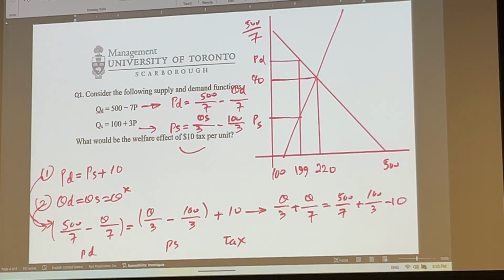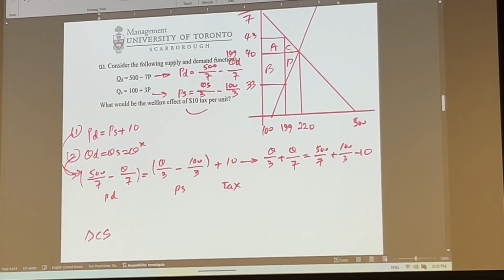So put 199 here, find the price consumers pay. How much would that be? That would be 301 divided by 7, which is 43. And the producer gets $10 less, so that would be 33. Make sense? That should be A, that's B, that's C, that's D. We have all the numbers to calculate them now.